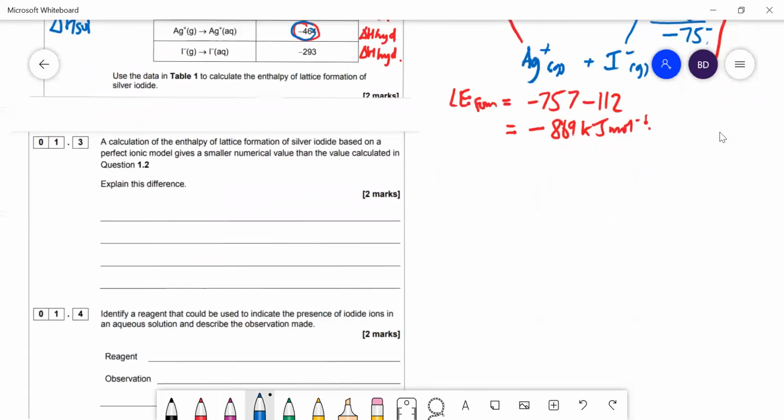Okay, 1.3. Calculation of the lattice enthalpy of silver iodide based on perfect ionic model gives us smaller numerical values than the value calculated. Explain this difference. Right, so when you get poor agreement between the Born-Haber lattice enthalpy and the theoretical value based on the ionic model, it means the ions are not spherical, because that's an assumption when you do the calculation, the ions are spherical. So I would say there that means that the compound AgI, in this case, has partial covalent character.